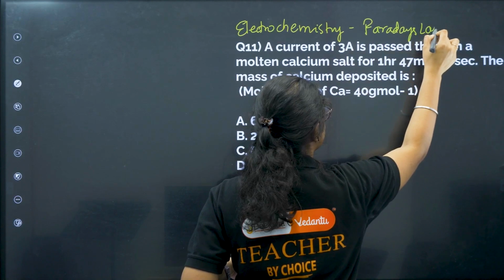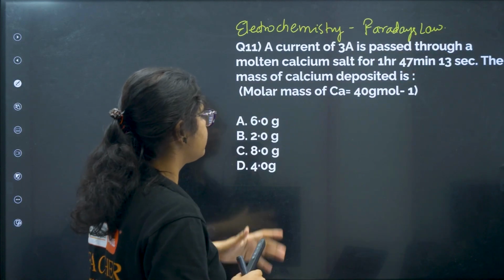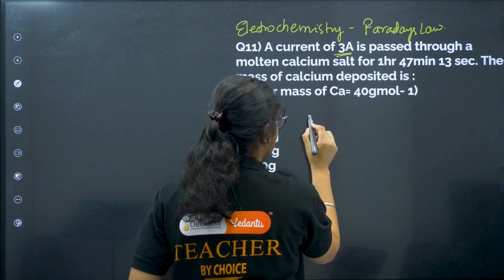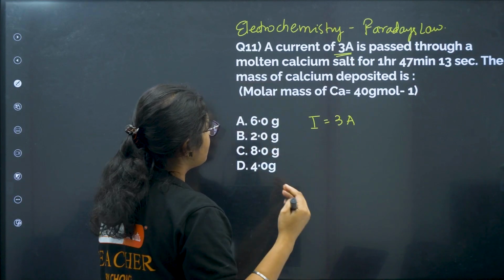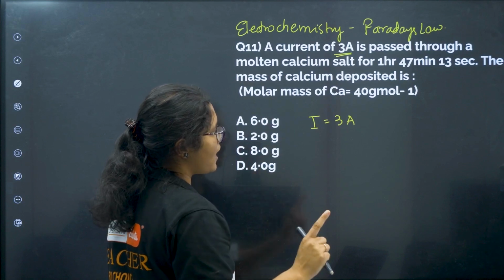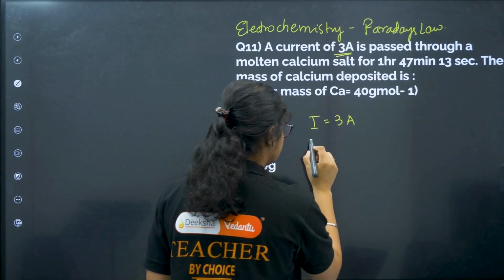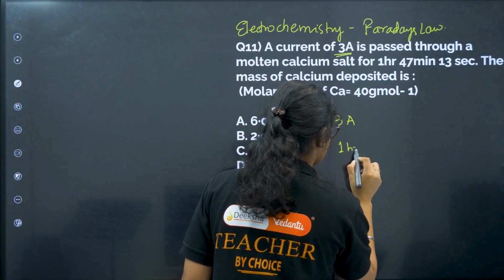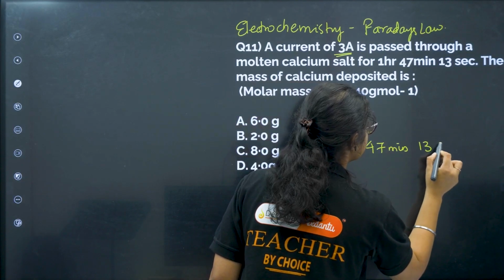Okay, let us now do this question. You have a current of 3 ampere. So we'll note down the values here. Current of 3 ampere is passed through a molten calcium salt for 1 hour 47 minutes and 13 seconds. Okay, so we have time of 1 hour 47 minutes and 13 seconds.